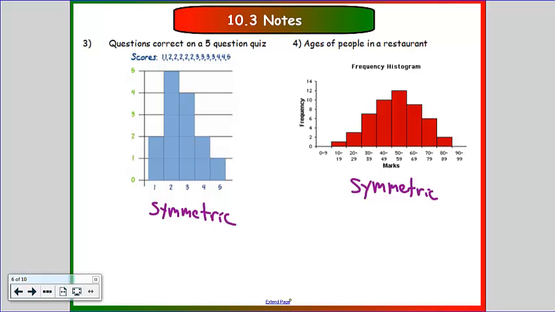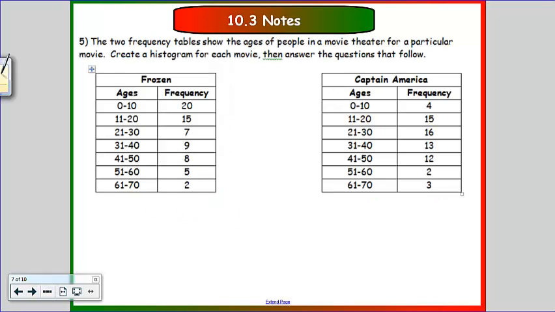Describing something as symmetric, as skewed right, or skewed left. You might need to turn to the back at this time. On the back here, we have 2 frequency tables showing the ages of people in a movie theater for a particular movie. We went with one from a few years ago. We got Frozen and we got Captain America.